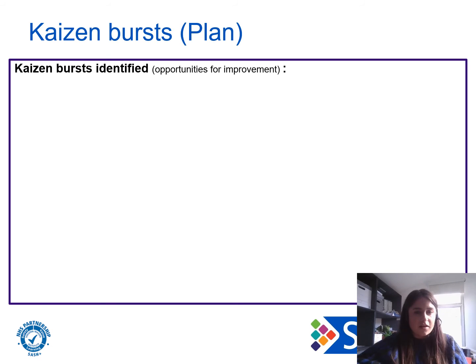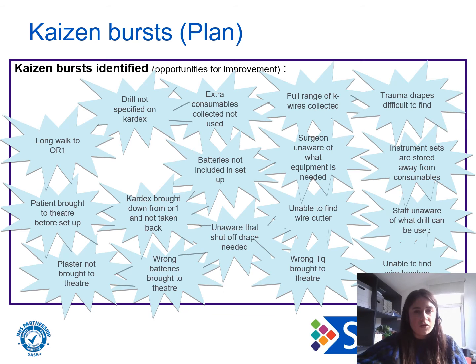After gathering together staff experience, you can move on to your Kaizen bursts. Kaizen bursts are opportunities for improvement and are normally on our value stream maps, but it's ideal to put them here to make it easier for staff to recognise the Kaizen bursts. Here are just a few for the example that we're looking at. We've got things like long walk to operating room, batteries not included in setup, and unable to find Wildcatter.